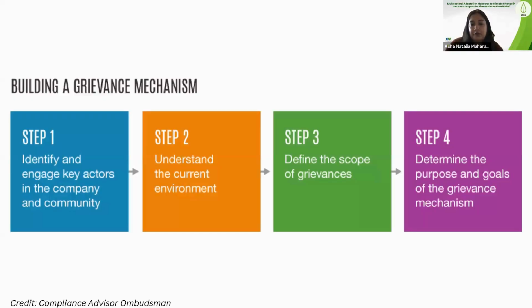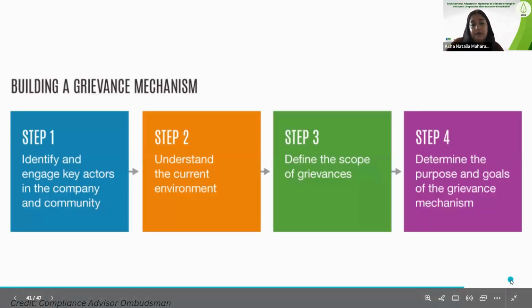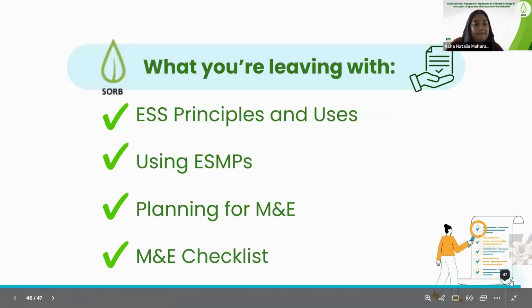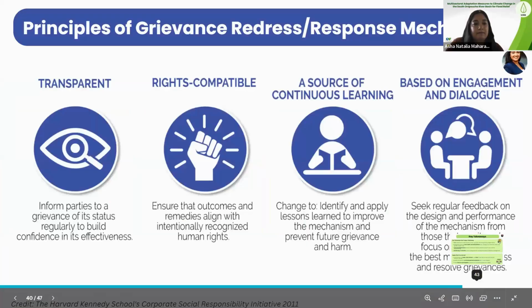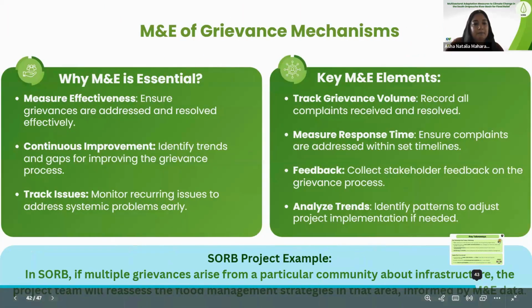And then we're determining the purpose and goals of the mechanism itself, how we intend to respond, what we intend to do in response, and therefore what the ultimate purpose is of our GRM. Next slide. Are we done? There we are.